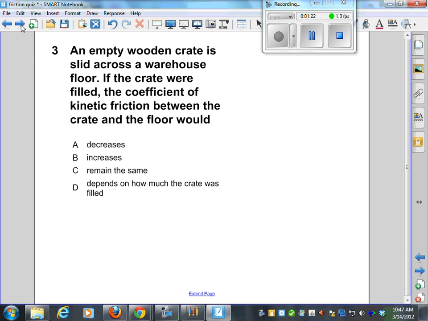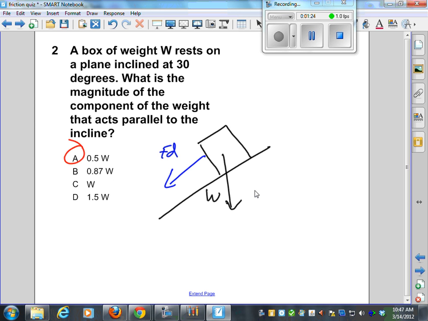Can you explain that again? Sure. We've got W straight down, right? FD is equal to mg sine theta, but our mg is our weight force, which is equal to W. Our W is our mg. So it's W times the sine of 30, which is 0.5 W. Okay.